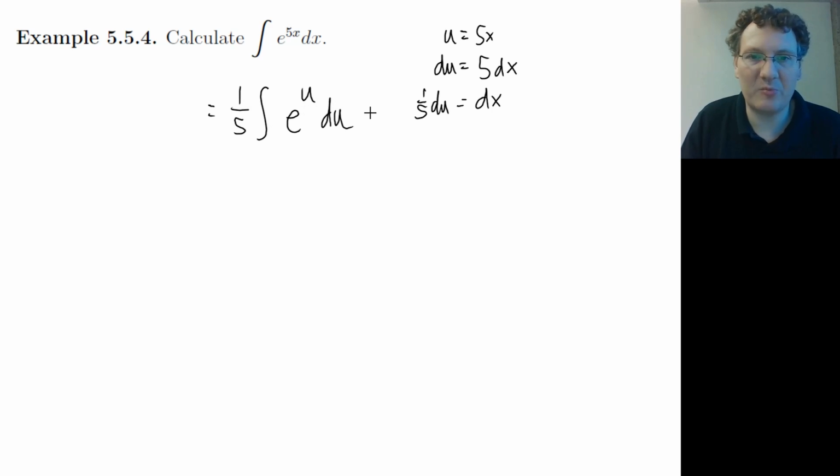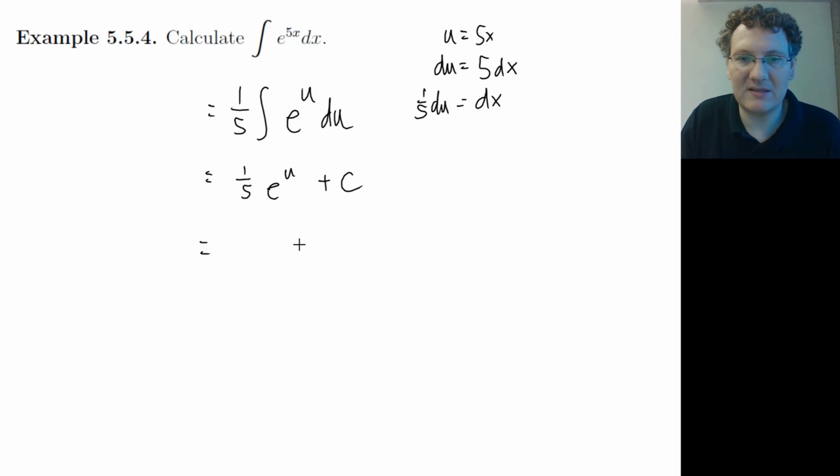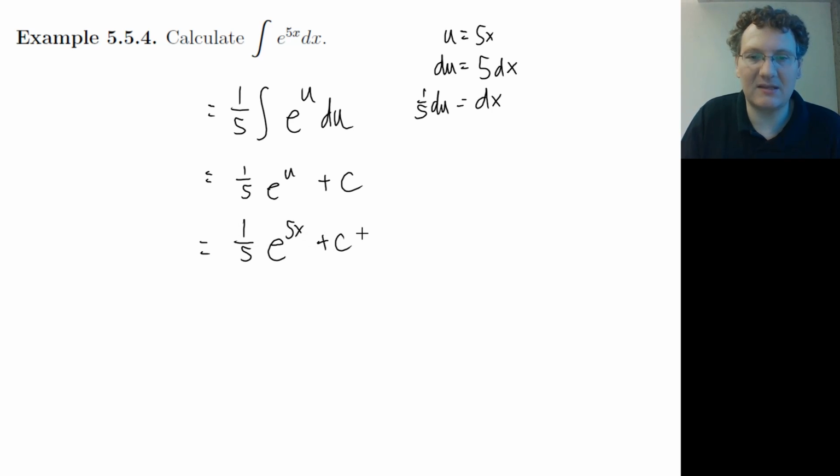I've just replaced all the parts. And we're going to, of course, have 1/5 e to the u is our answer, plus a c. Of course, we want to go back in terms of x. So this is actually 1/5 e to the 5x plus c. And there we go. That's it.